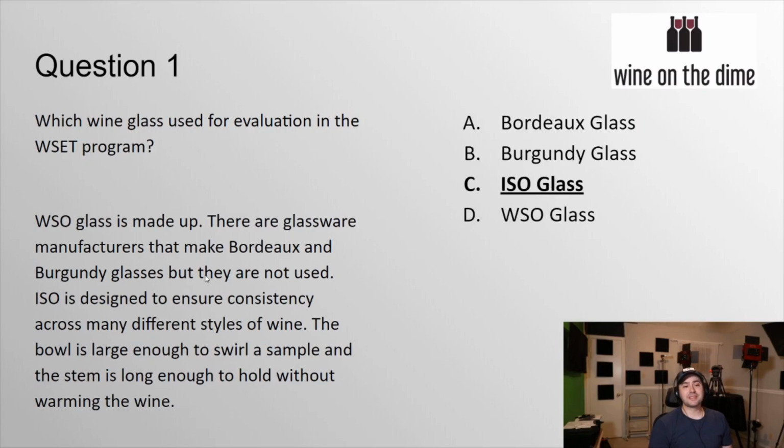All right, so the answer is C, ISO glass. The WSO glass is something I just totally made up. It's not even a thing that I'm aware of. There are glassware manufacturers that make Bordeaux and Burgundy glasses, but they're not typically used in the WSET curriculum.